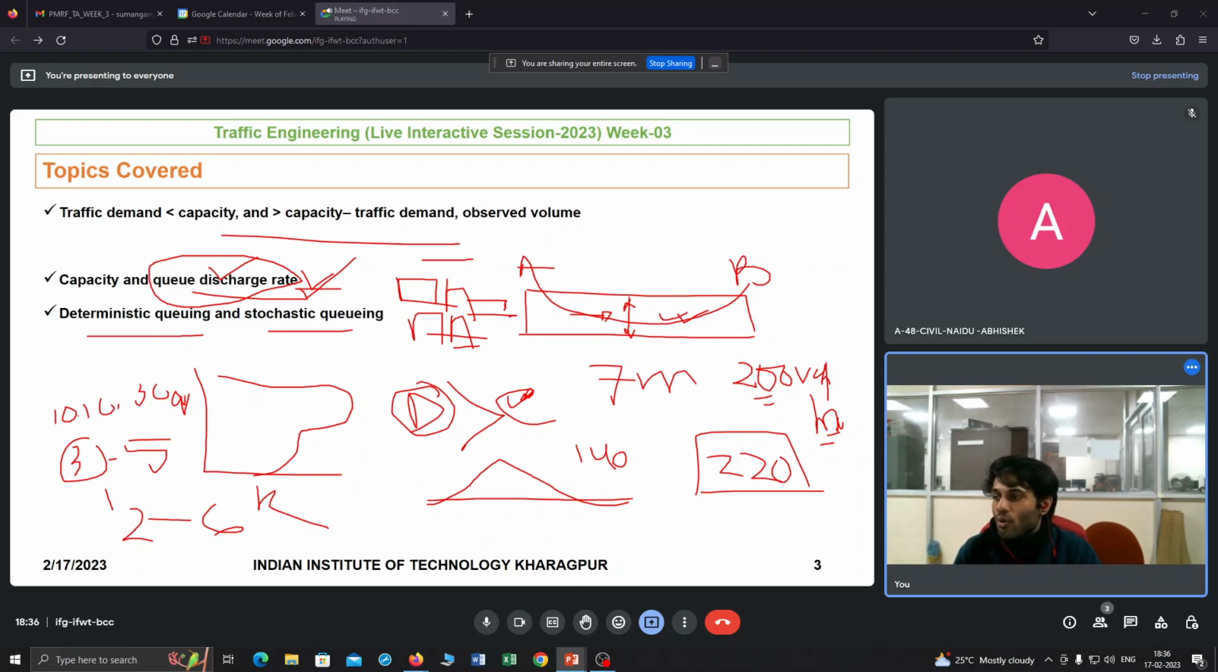So that is called stochastic queuing, because of your vehicle arrival as well as departure. Suppose you arrive at a particular toll and then you are leaving, so that is called the arrival and departure process.